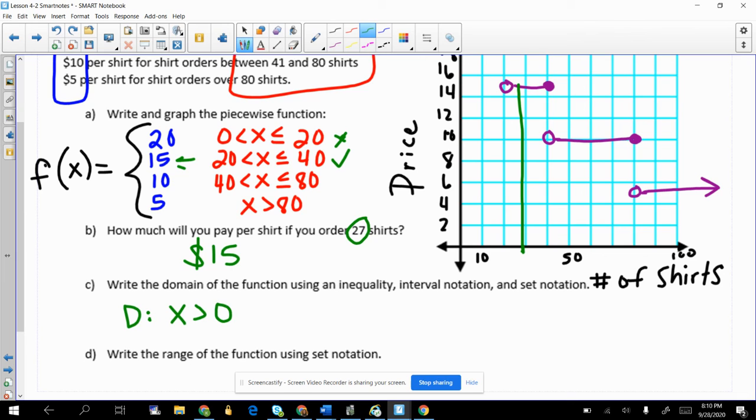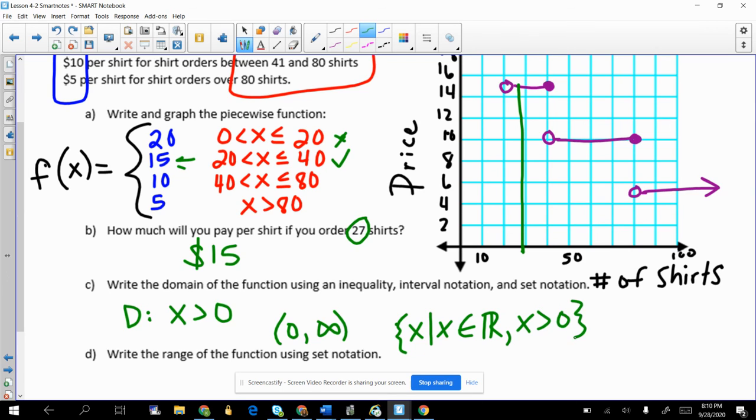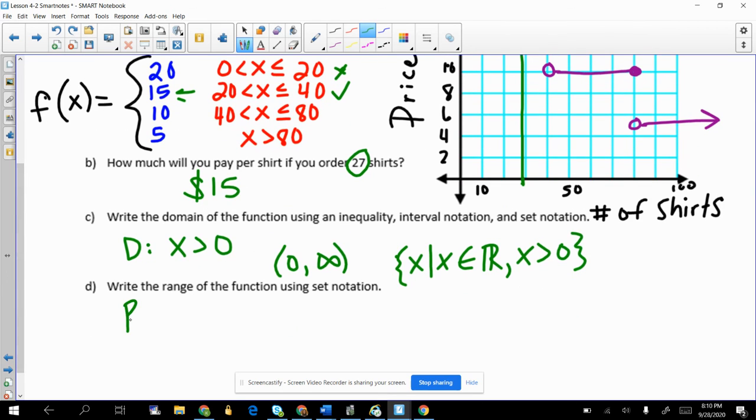x is greater than 0. 0 to infinity. Or in set notation, x such that x is an element of all real numbers, comma, x is greater than 0. Okay, now range, this is the one that's a little bit different here. And it asks us to write our range using set notation.